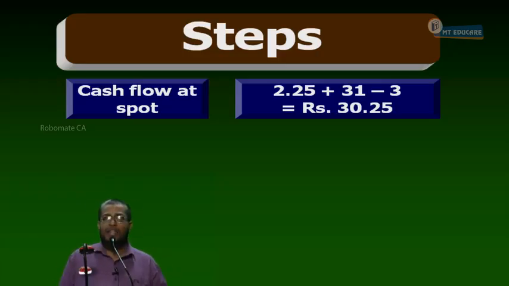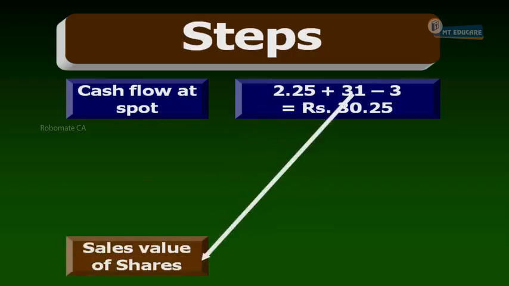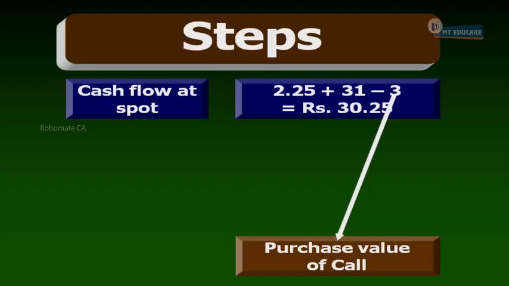Now, what is this 2.25? It is the put premium received. What is the 31? It is the sales value of shares. What is 3 rupees? It is the call premium paid.